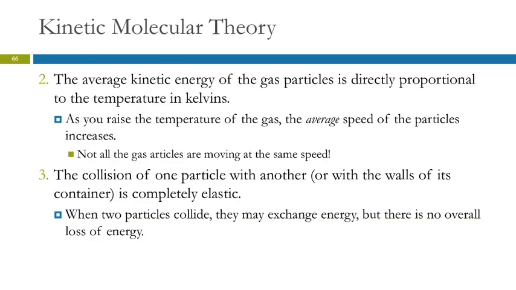The average kinetic energy of the gas particles is directly proportional to the temperature in kelvins. Temperature is a measure of average kinetic energy. Higher temperature, higher average kinetic energy. Now it's the average, right? So some of them are moving faster and some are moving slower. The temperature measures the average.